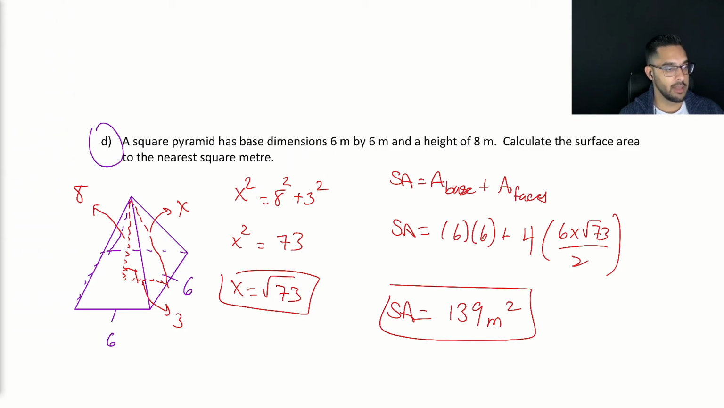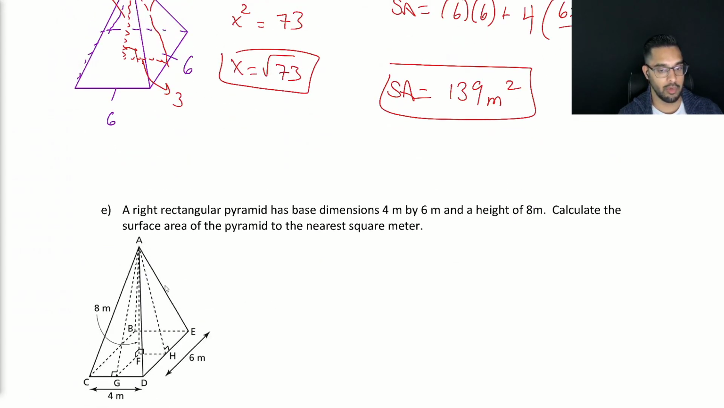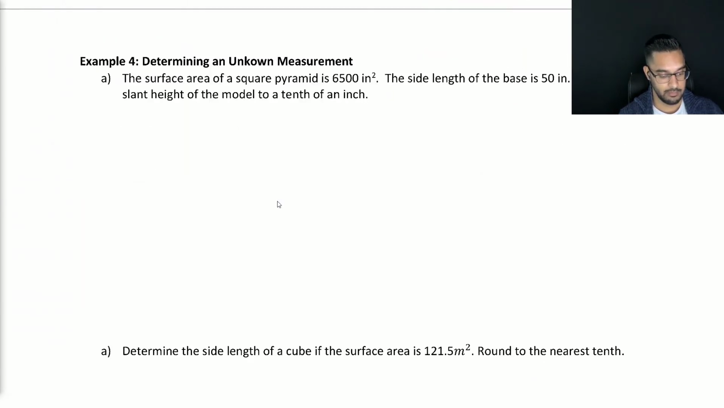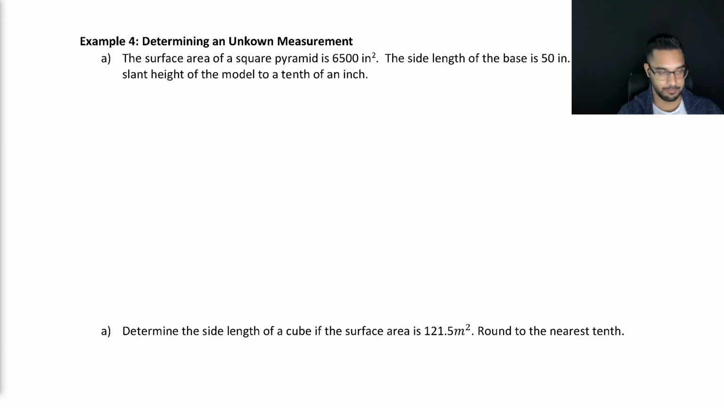So you can try out C above it. You can try out E as well. Just remember that you need to find both slant heights to actually approach this one. You need both of those values from A to G and A to H to find the area of those respective triangles. Since the bases are different, the triangles are going to have different measurements for their areas as well. Just keep that in mind. So that takes care of essentially pyramids. Except for this part that I always forget.